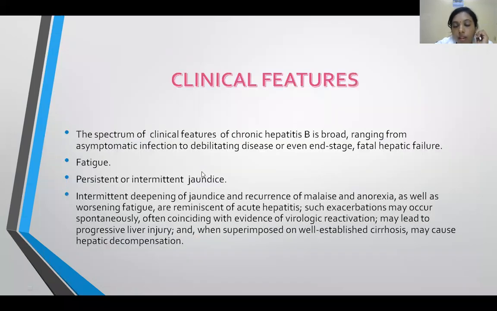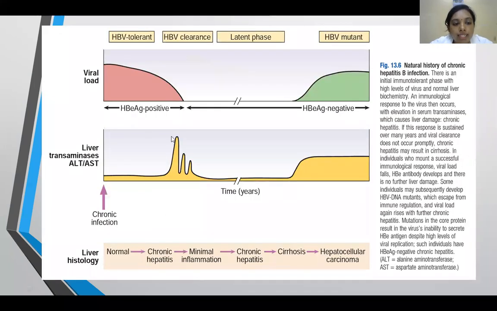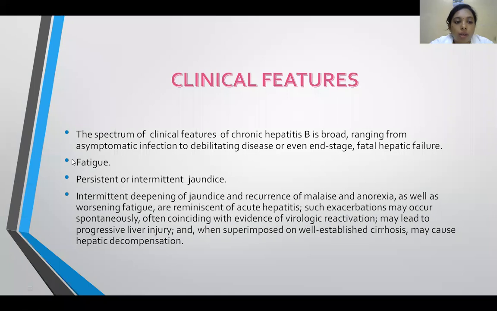So what are the clinical features presenting in chronic hepatitis B? It is broad, ranging from asymptomatic infection to debilitating disease or even end-stage fatal hepatic failure. In chronic hepatitis, initially you don't have any specific symptoms except fatigue. When the liver enzymes rise after a few weeks, you get jaundice. So that is vague: fatigue and persistent or intermittent jaundice. Whereas in debilitating disease or end-stage fatal hepatic failure, there are so many symptoms, both clinically and practically important. When you go into practicals, it will be discussed, and it is very important.